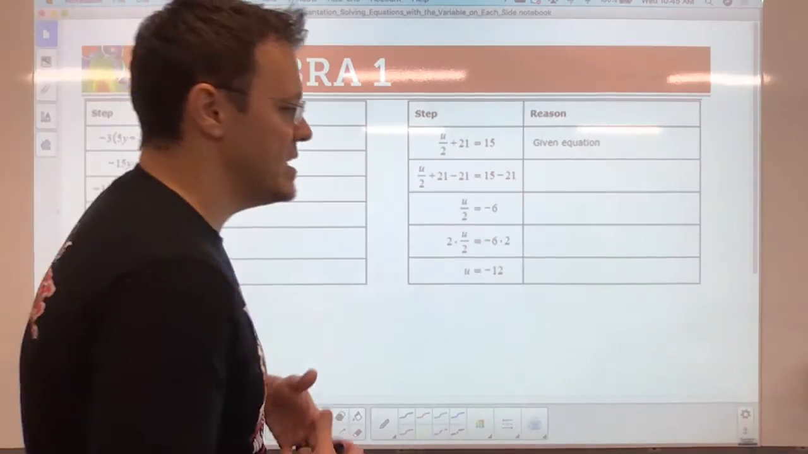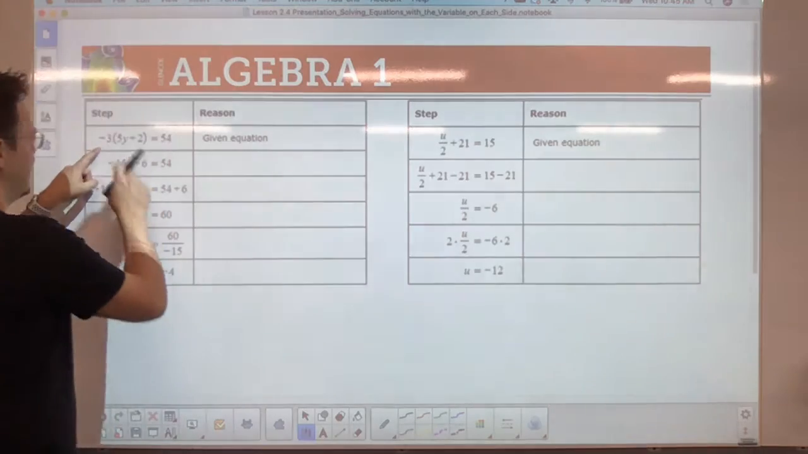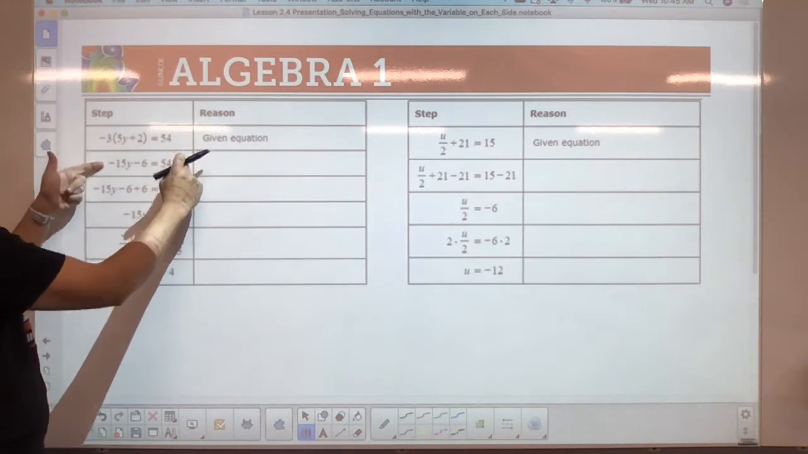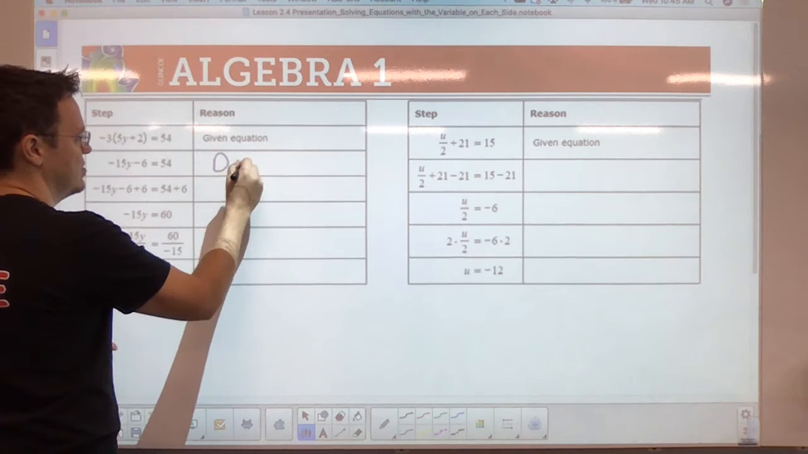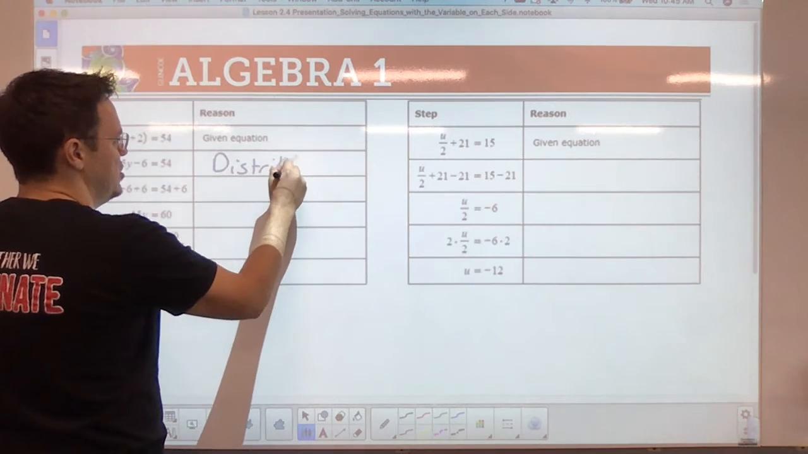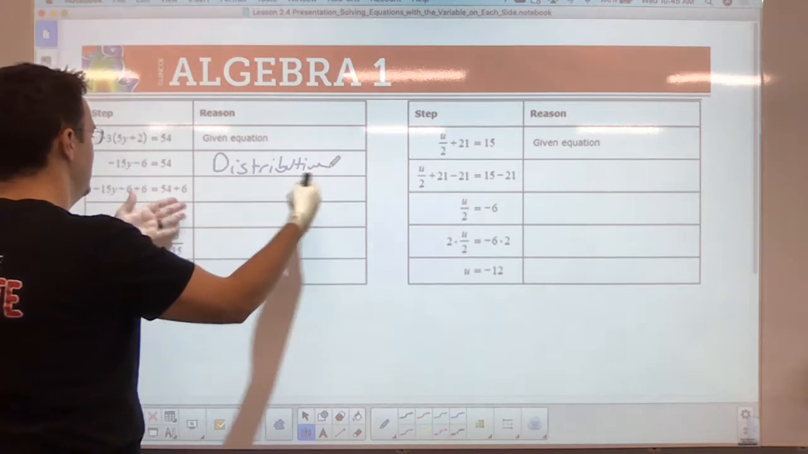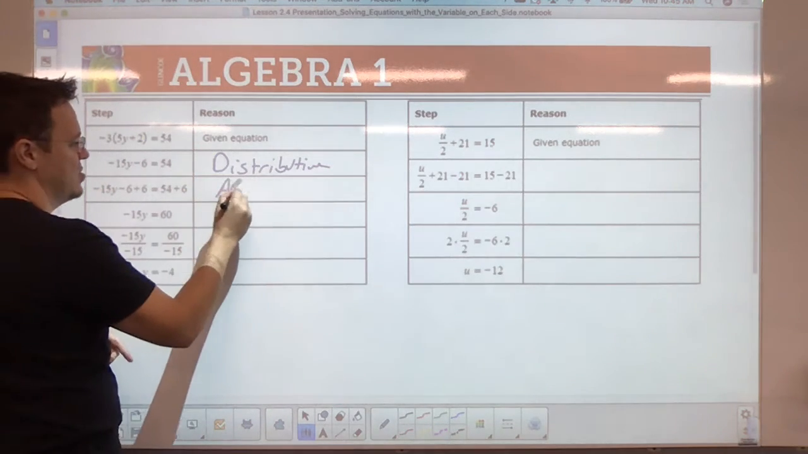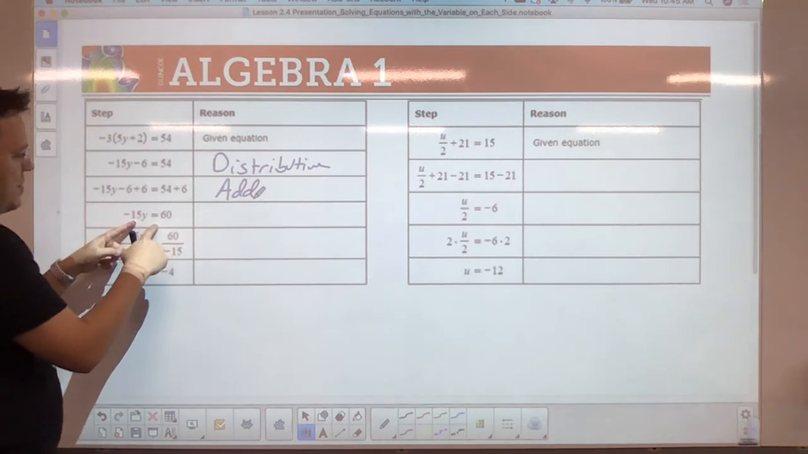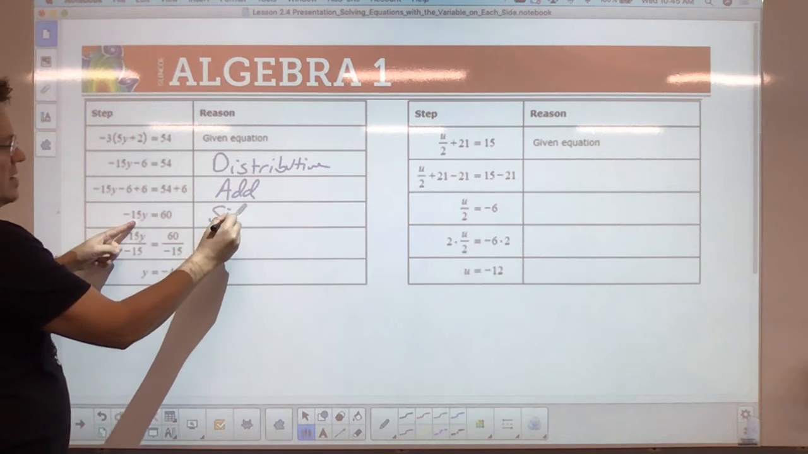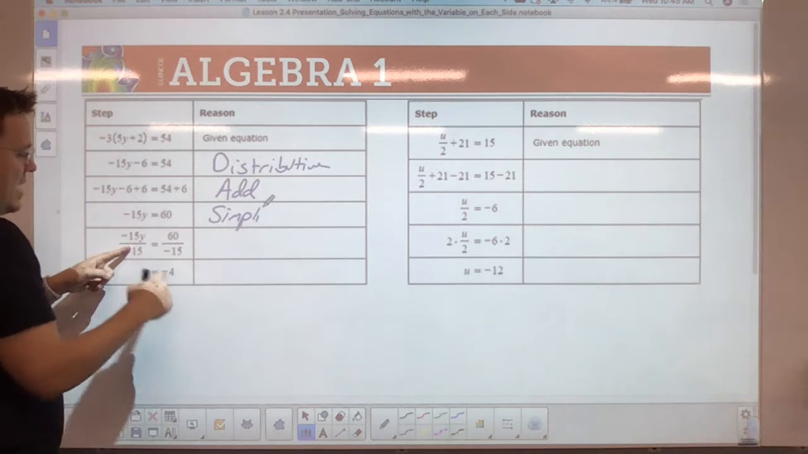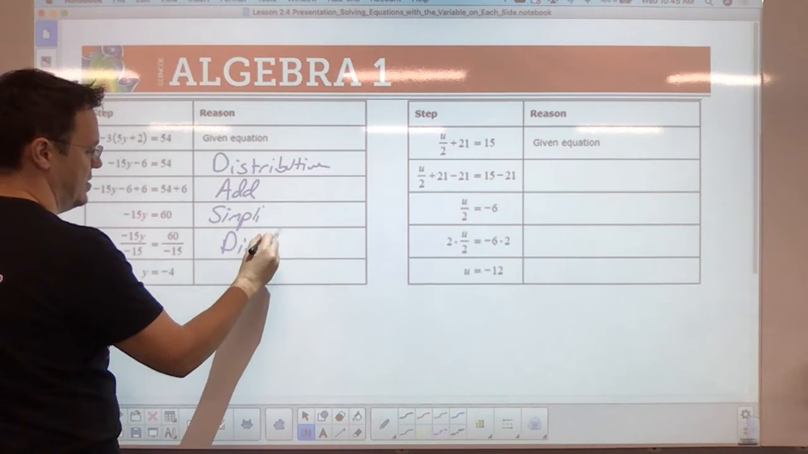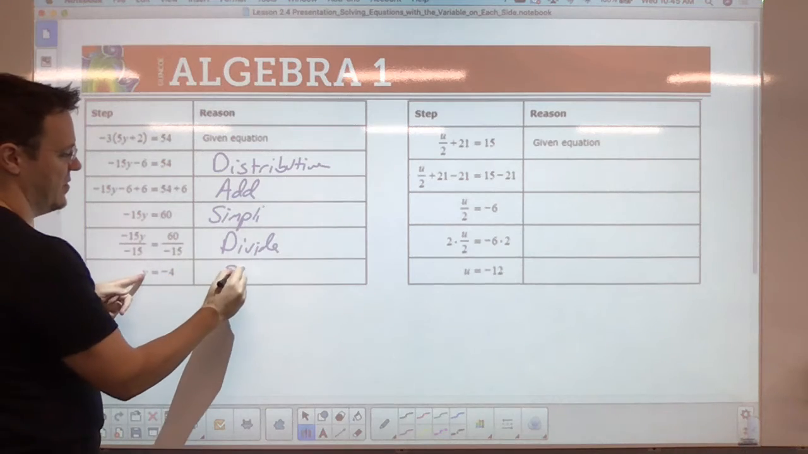All right, simple things. Now this first one's got a little bit of a caveat that we didn't discuss, but from here, how did they go from here to here? They used distribution, okay? Distributive property, right? And then, what's the difference between here and here? It looks like they're adding, so this would be addition. And then this is simplify. And then the last one, you're done here, they're dividing. And then the last one is simplifying, right?